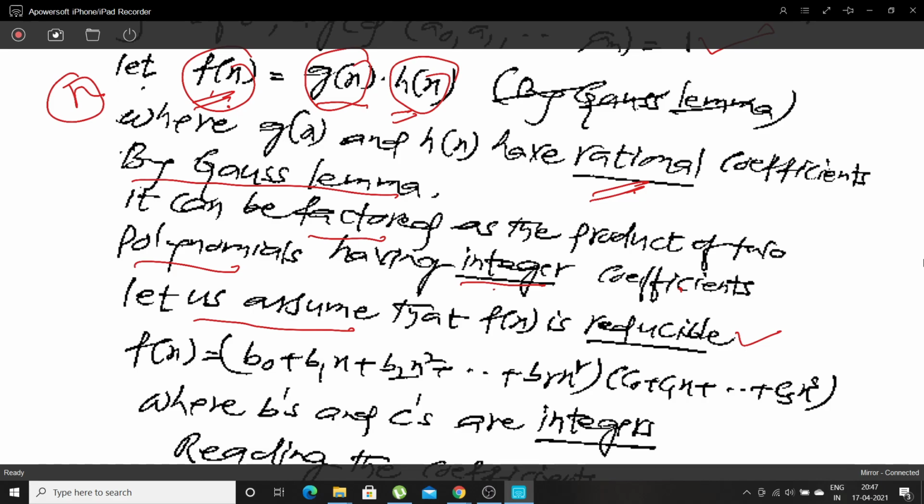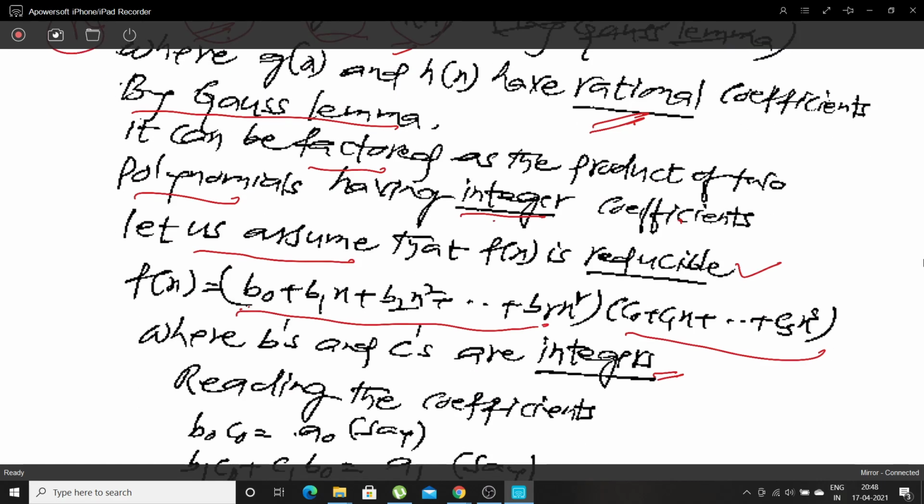Is reducible. Let f of x be rewritten as g of x times h of x, where this bracket stands for g of x and the other bracket stands for h of x. Both are polynomials, and the coefficients of the polynomials, b0, b1, ..., br and c0, c1, ..., cs, are what? Integers.